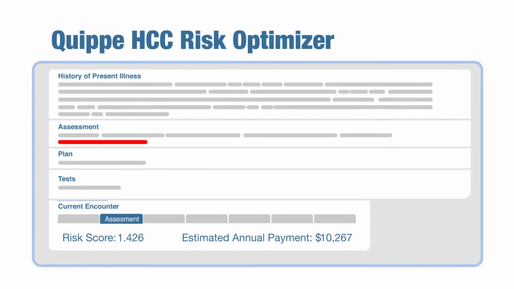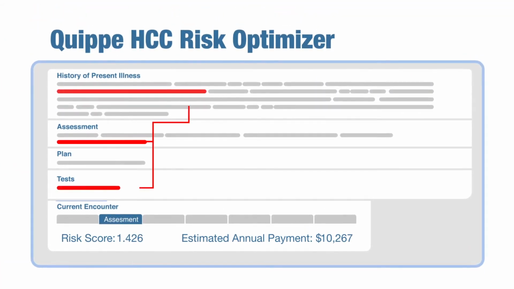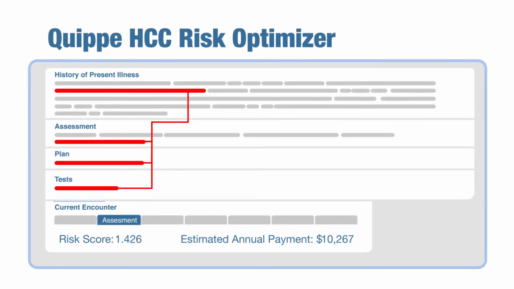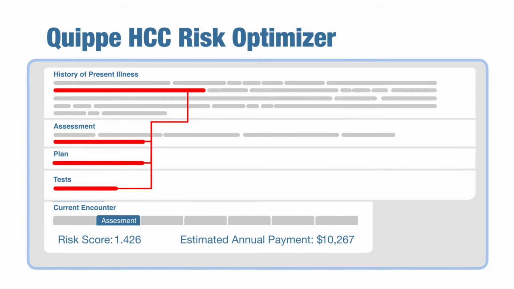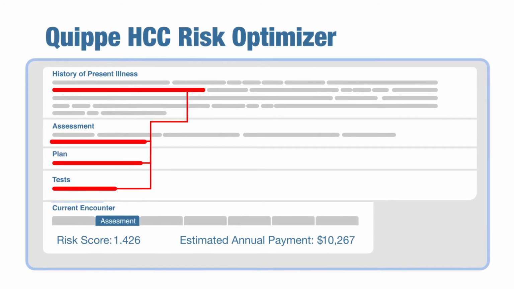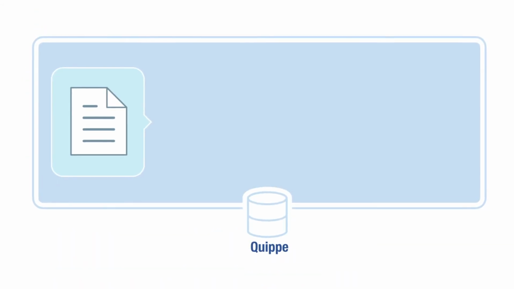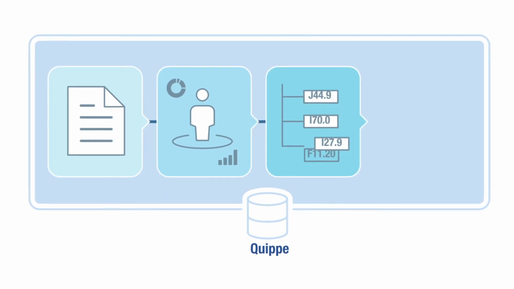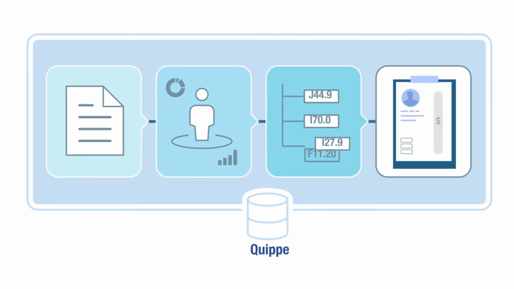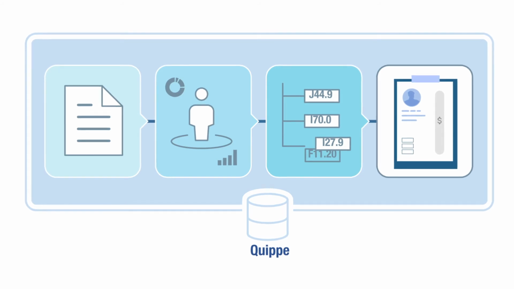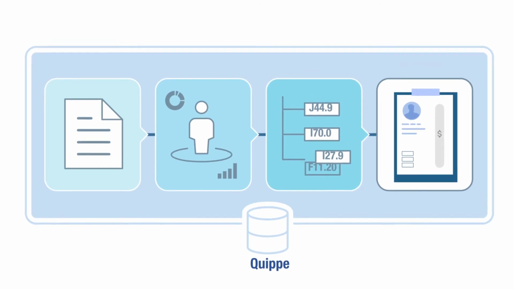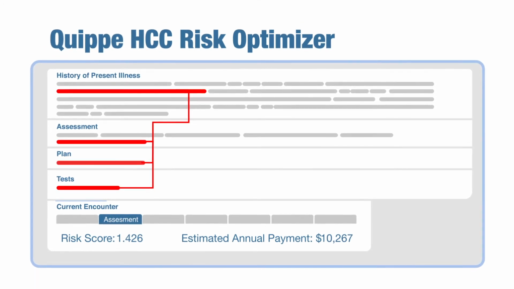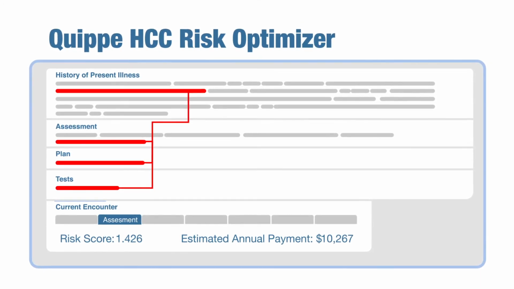Using Quippe HCC Risk Optimizer, we can see exactly what we did for this patient and how it impacted both the risk score and HCC coding, the plan, the tests, the therapy, and the physical exam. The magic lies in the Quippe clinical data engine that connects terminologies, diagnoses, symptoms, treatments, and codes together. HCC codes are mapped to clinically relevant concepts so that the codes will meet the documentation requirements for atrial fibrillation. It then merges it together so that the user is in complete control of the encounter at all times.